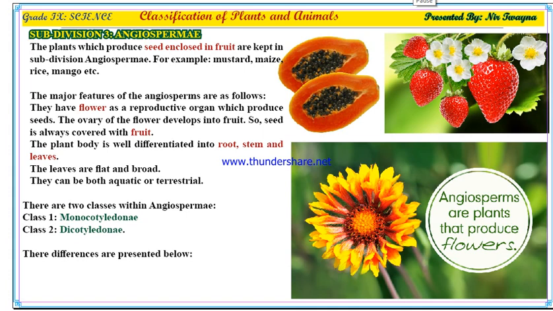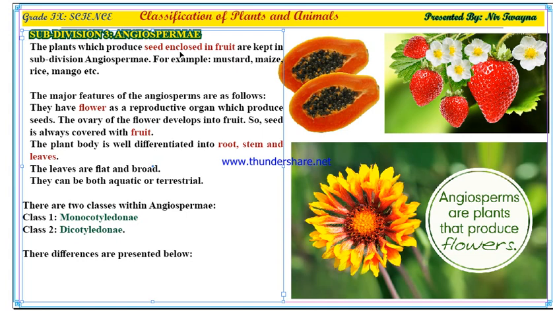My dear students of grade 9, this is your science class, and in your science class we have been studying about the classification of plants and animals. After our previous class, where we discussed the subdivision Gymnosperma, today we are going to discuss the subdivision Angiosperma. Angiosperma are the plants which produce seed enclosed in fruit. This is the main feature of Angiosperma.